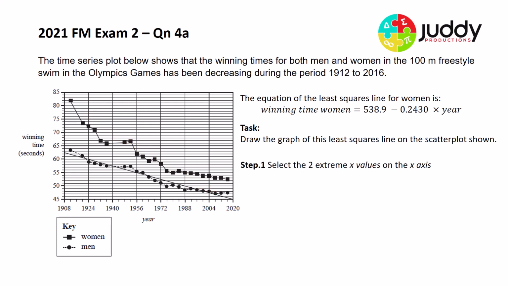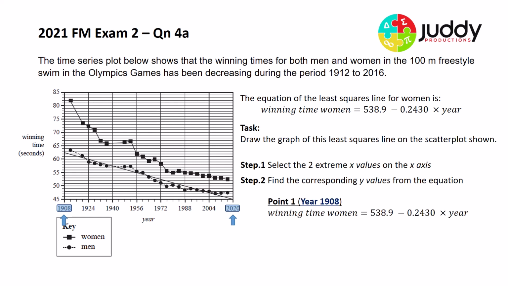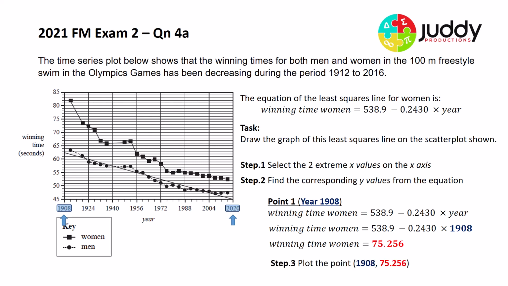Let's examine the two extreme x values on the x-axis. There's the minimum, there's the maximum. Step 2, let's find the corresponding y values from the equation. So for point 1, at 1908, we take our equation, and where there is the term year in our equation, we replace it with the number 1908. That provides us with a corresponding winning time for the women of 75.256 seconds. So we now have a coordinate with a year of 1908 and a time of 75.256. And we can plot that on our scatter plot. So this point represents a year of 1908 and a time of 75.256.